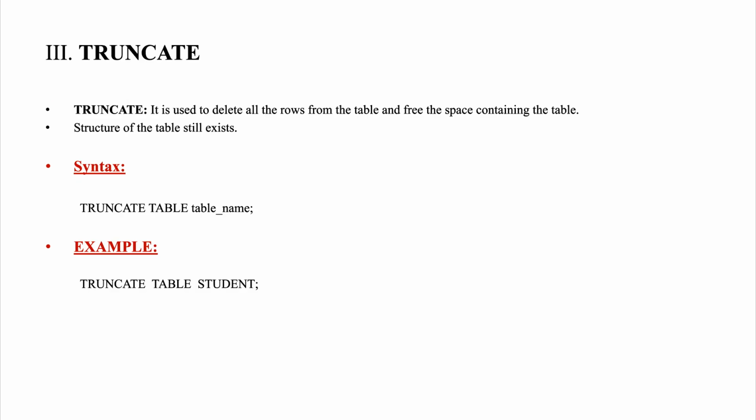Truncate command. The truncate command is used to delete all the rows from the table and free the space contained in the table. The structure of the table still exists. When you use the truncate command, all the data in the table is deleted, but the structure remains. Syntax: truncate table, table name, semicolon. Example: truncate table student.